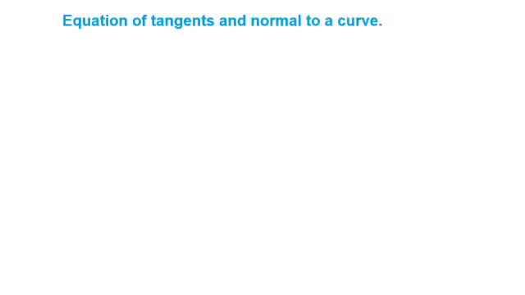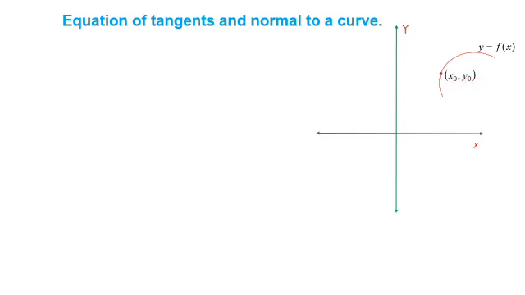Next we shall discuss equation of tangents and normal to a curve. In this case, first we will discuss equation of tangents. Here, consider a curve y is equal to f of x, and I am taking a particular point on the curve, that is x0, y0. By keeping this as the point of contact, through this point I am drawing a tangent. Here we are going to discuss how we will find out the equation of this tangent.